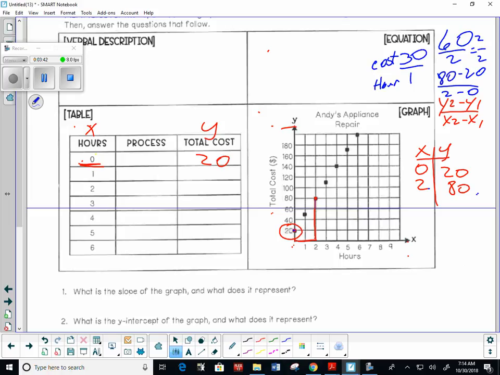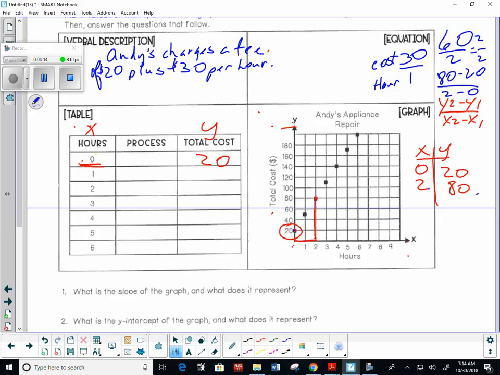So I can write the verbal description of something like: Andy's charges a fee, it's usually a one-time thing, of $20 plus $30 per hour. We can get a little fancier with that if we wanted to.